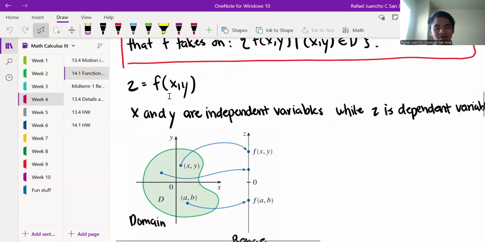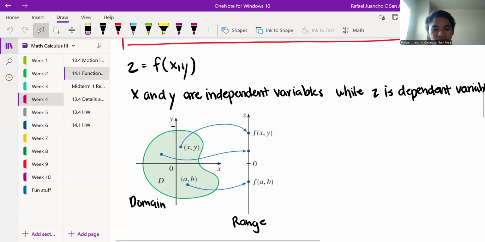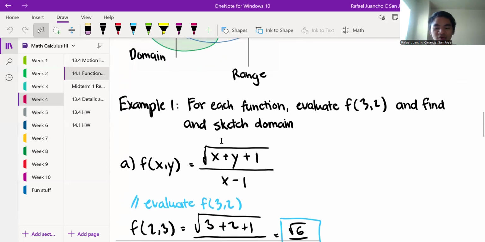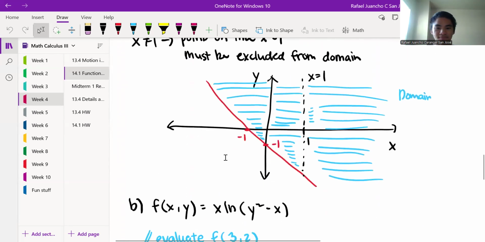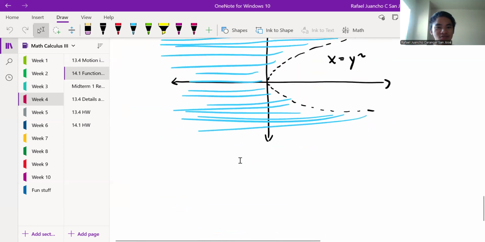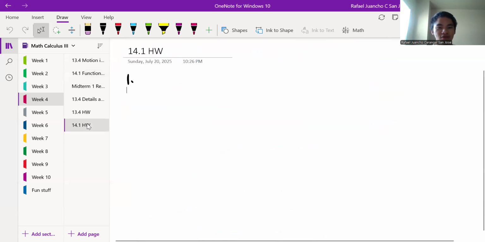And we said that the input has two variables, x and y, and these are what we call the independent variables, while its output, which we'll call z, is a dependent variable. And we went ahead and did an example where we evaluated a function and we sketched its domain. And we did that twice. Okay, so let's go through some examples here.